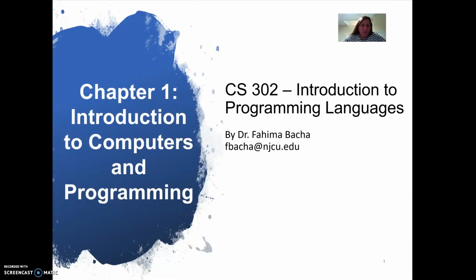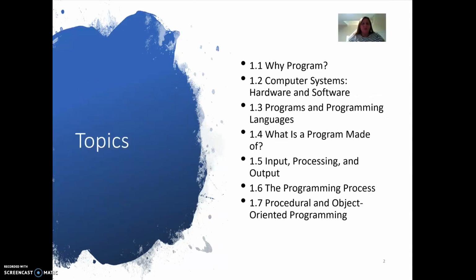Today we're going to go over Chapter 1, Introduction to Computers and Programming. This is CS302, Introduction to Computer Programming or to Programming Languages. So here are the topics for discussion today. What's a program or why we program? We're going to talk about computer systems. We're going to look at a specific program and see what it's made of. We're also going to talk about input, process, and output, the programming process, as well as procedural versus object-oriented.